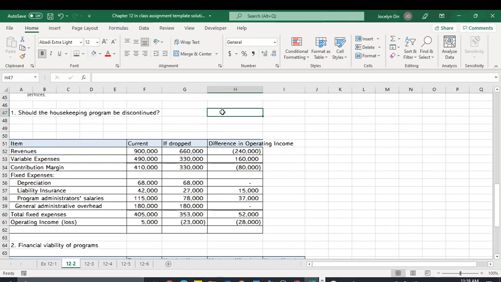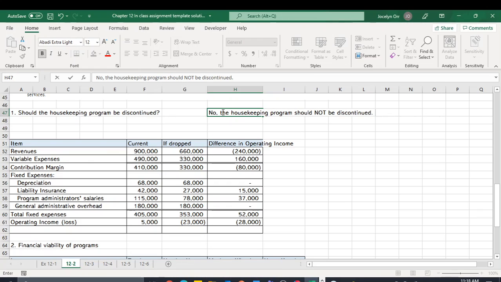So should we keep this program? So yes, the housekeeping program should be kept, or no, the housekeeping program should not be discontinued. Okay, and we can see that because it's actually generating a positive program segment margin, which provides a valuable service to seniors.